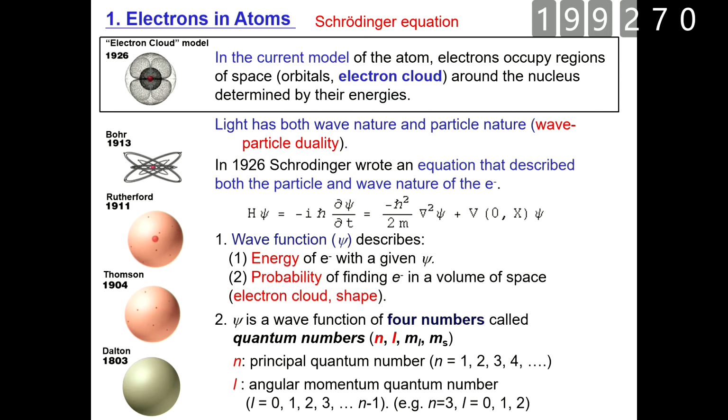So the first one, we can know the energy of the electrons from the equation. And we can also see the probability of finding an electron in a volume of space. This is called the electron cloud. This is also the electron cloud theory about the atom. This cloud we also call its shape, which means different electrons may show different shapes.